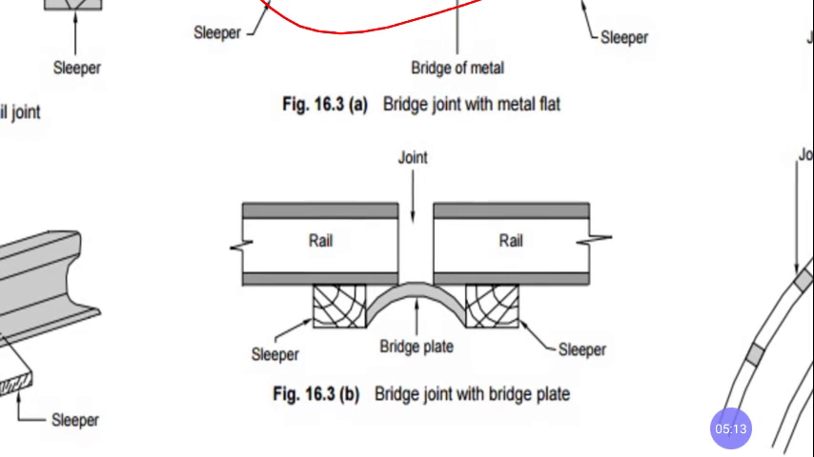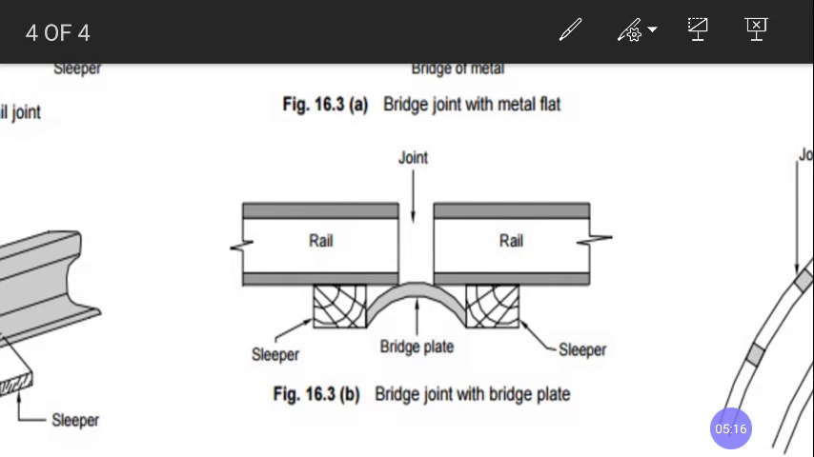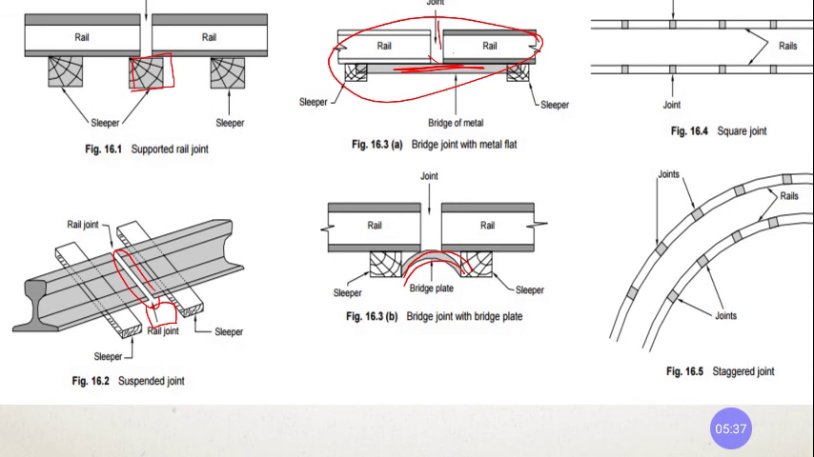Next is the bridge joint with a curved plate. It is the same thing, but we provide a curved plate to hold it in position, right? At the joint we provide a support that is a curved plate. It also acts like a bridge, a curved bridge-like structure is formed, so it is called a curved plate bridge joint. So these are the types of rail joints, right? Just understand the drawing, and in the exam if they ask you to explain the types of joints, then what you have to do is just list them and draw the diagrams. That is enough.